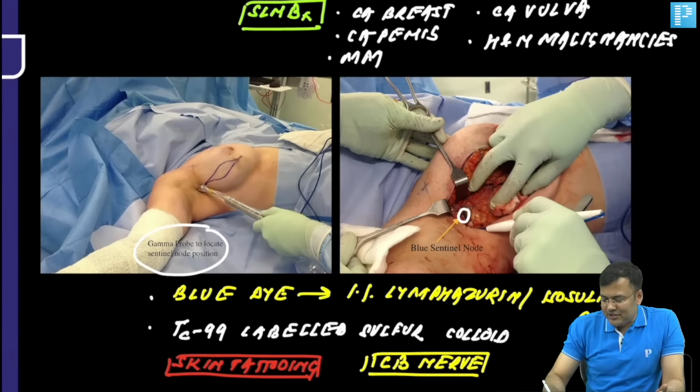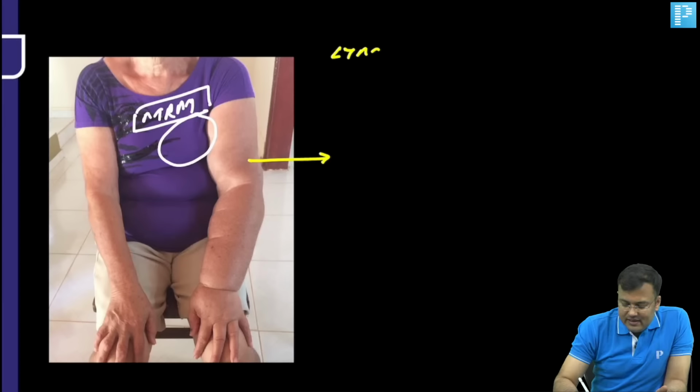Okay. Now, see the next question. I am telling you the history, you have to tell me the diagnosis. In this patient, a left sided modified radical mastectomy was done for breast cancer. After 6 months of surgery, this patient presents with this condition. Guys, tell me what is the diagnosis? Obviously, in the left upper limb you are going to notice that there is lymphedema. The patient is having lymphedema.